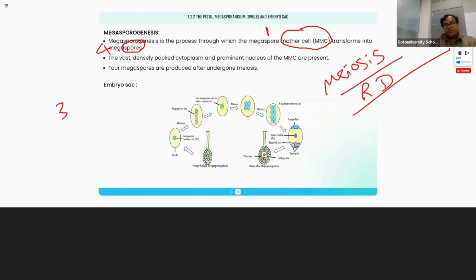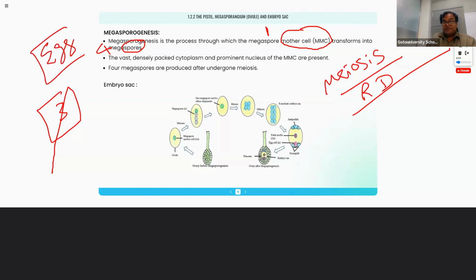Of these four megaspores, three will degenerate. I can't sustain, I am worthless. Like this, three are going for degeneration, whereas one alone sustains and thrives very nicely, and it is responsible for making the egg. If all four thrived, we would have four eggs. But in nature, we are not observing four eggs. We are observing only one egg. How is that possible? Because the three megaspores go for degeneration.